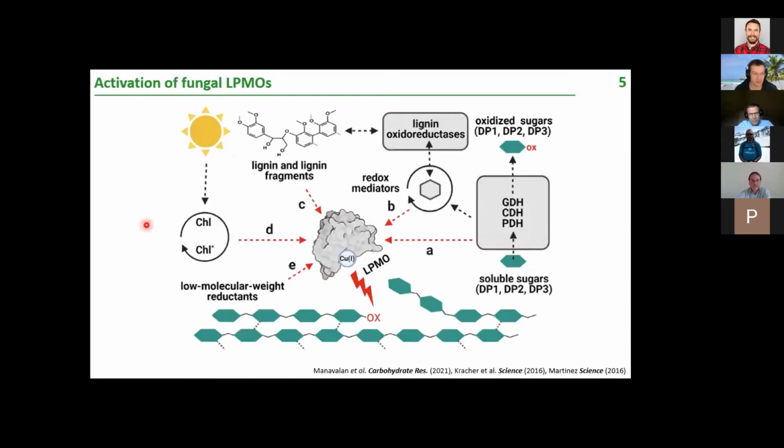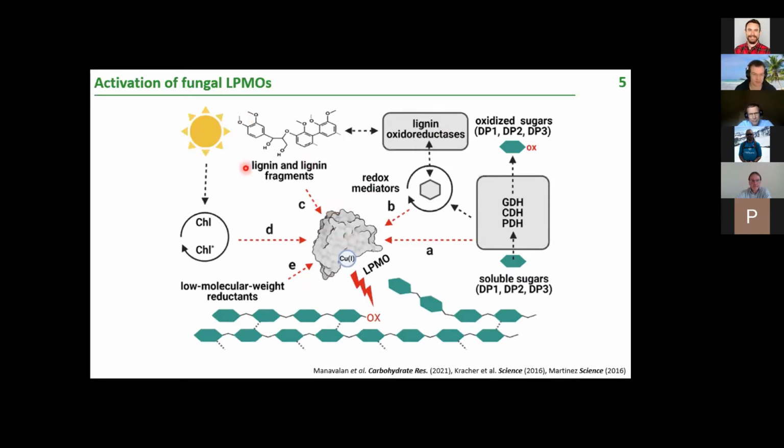So out of convenience, I copied this slide from a recent review, and this concerns the activation of fungal LPMOs. And you can see here LPMO in the middle, surrounded by different ways to obtain electrons. It's very much like a molecular swinger party. It seems that LPMO can get electrons from a lot of different sources.